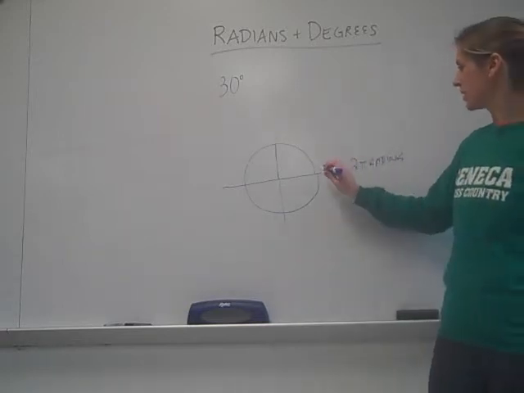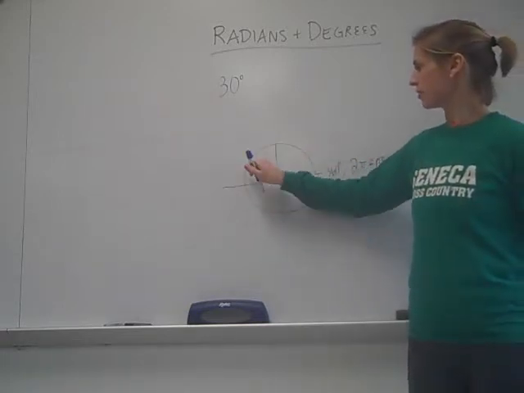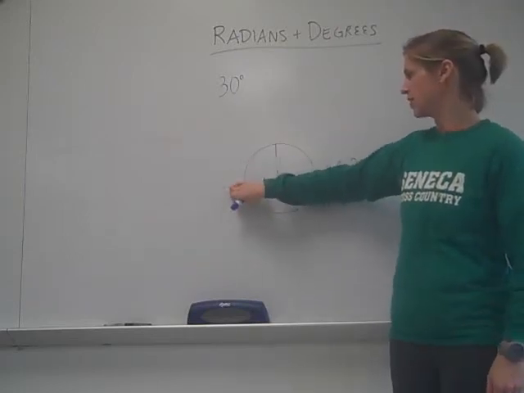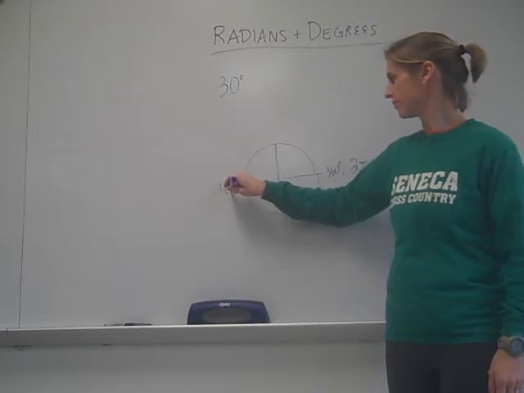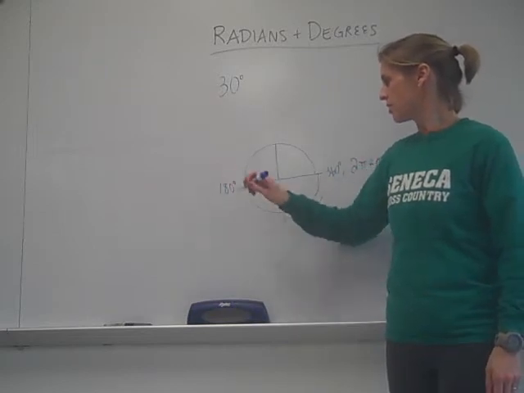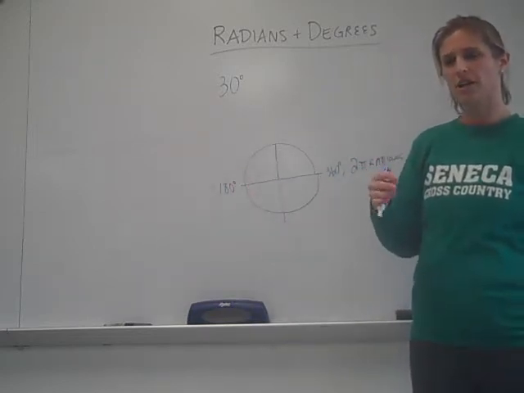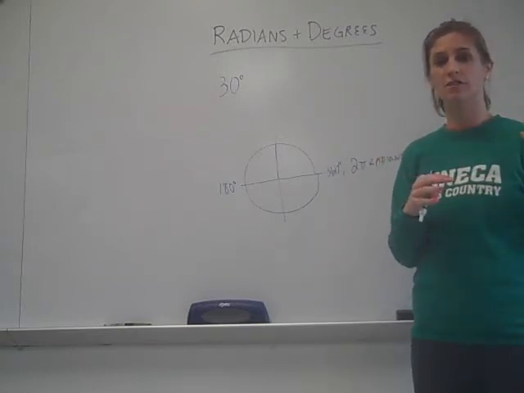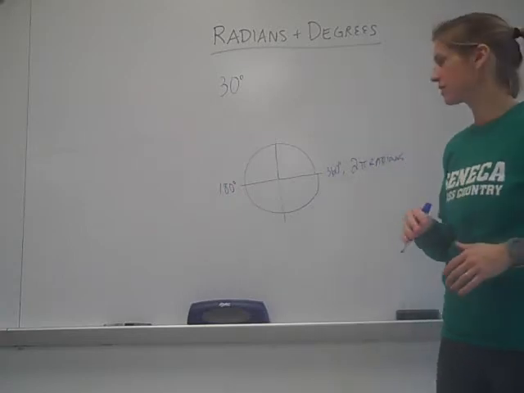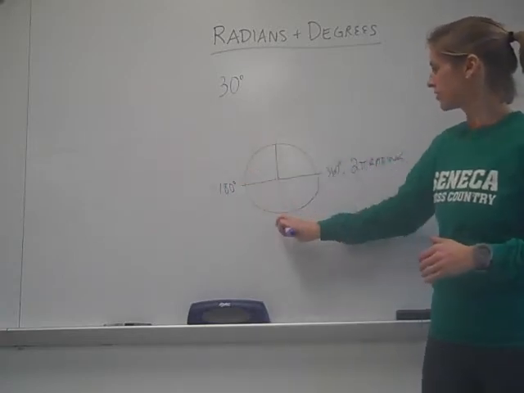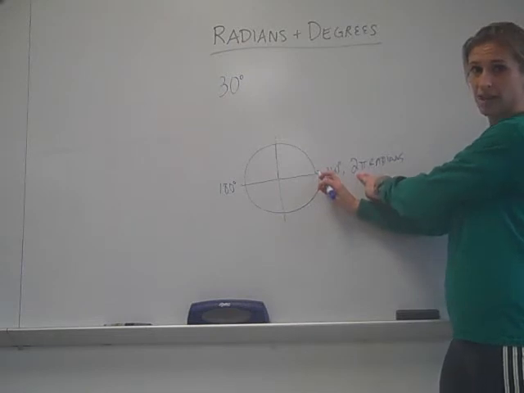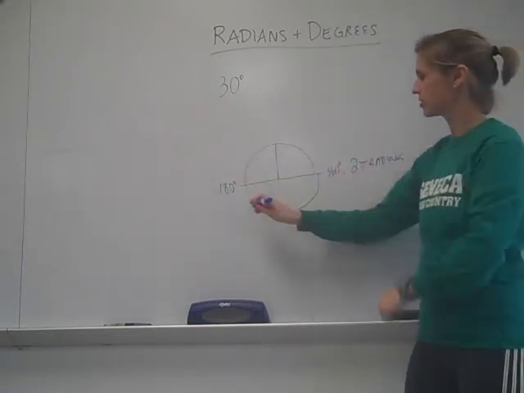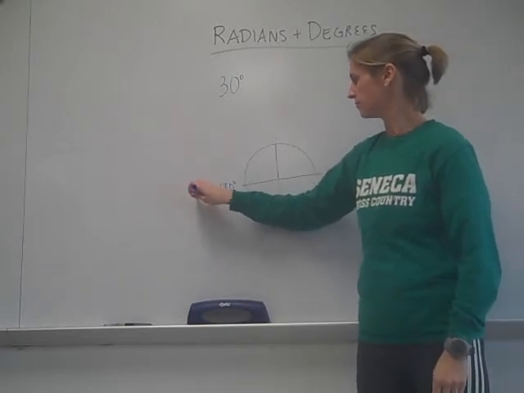So for example, we know that halfway around the circle, if you do just a half turn, it's 180 degrees. Well, if that's 180 degrees, how many radians is that? So what does that measure in terms of pi and in terms of radians? Well, if all the way around the circle was 2 pi radians, because that was the circumference, halfway around the circle is half of that much. So it's pi radians.